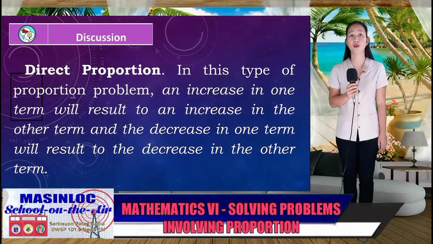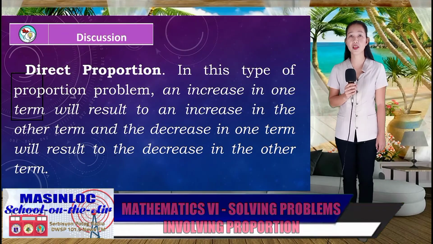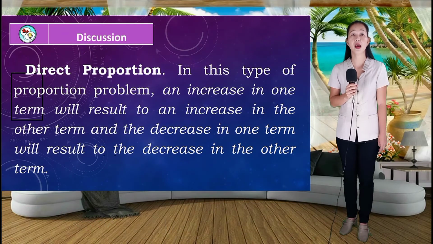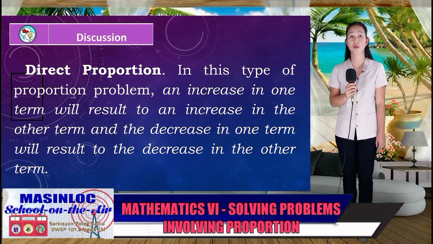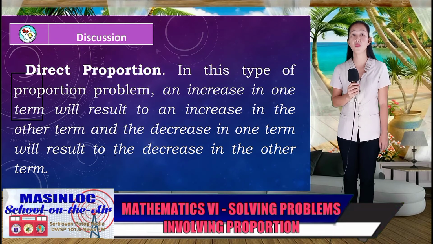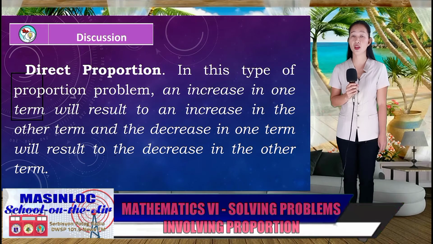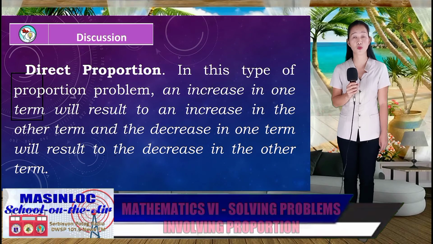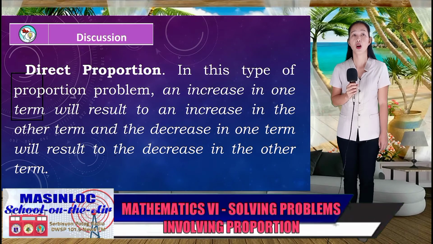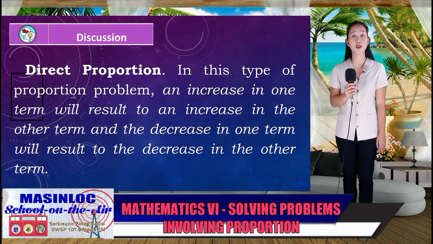This is an example of direct proportion. In this type of proportion problem, an increase in one term will result in an increase in the other term, and a decrease in one term will result in a decrease in the other term. Notice that the number of mangoes increased from 2 to 12. In our answer, you will see that the number of watermelons also increased.